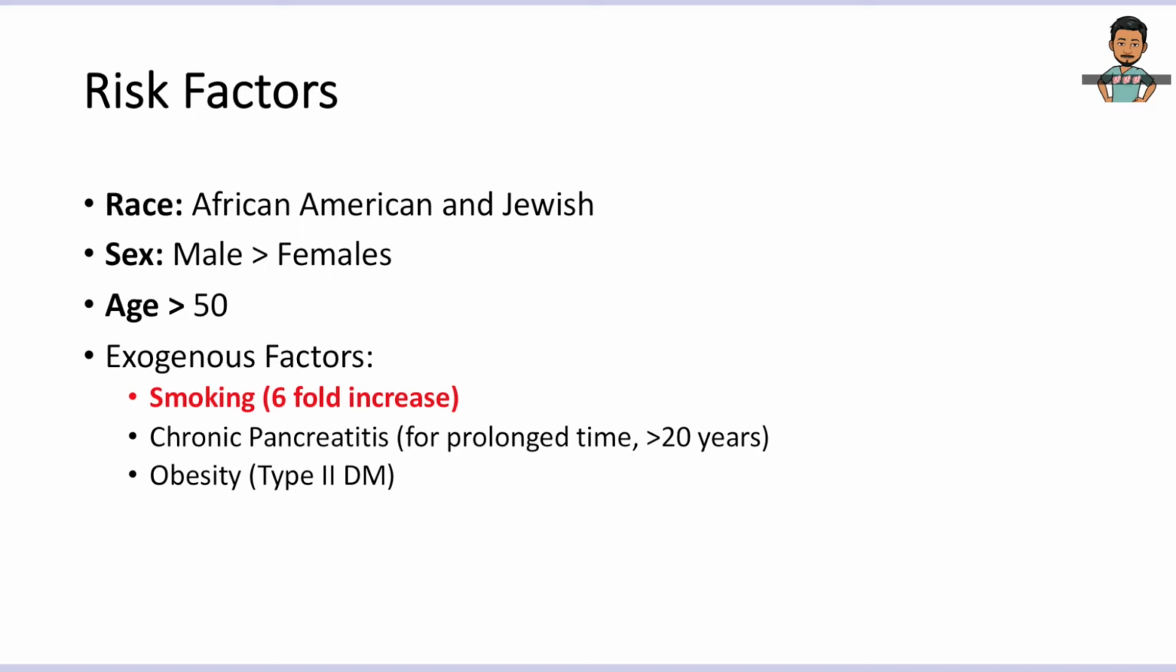Chronic pancreatitis, one for a prolonged time, we talked about that in yesterday's video. The increased inflammation over a long period of time predisposes to pancreatic cancer. So it's got to be like greater than 20 to 30 years. And finally, obesity, like type 2 diabetes mellitus, also can increase the chance. But just remember African American race and smoking. Those are the two most important.